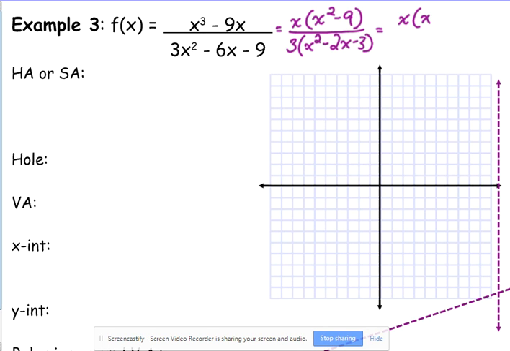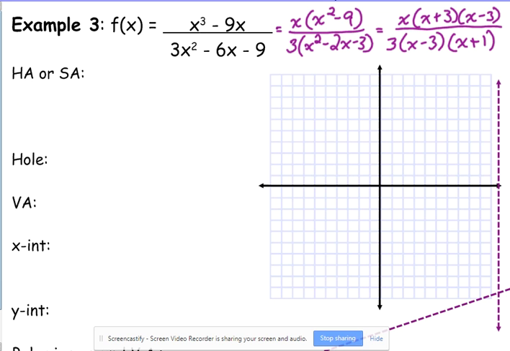Factor the difference of perfect squares in the numerator. Factor x minus 3 times x plus 1 in the denominator. Okay, so let's deal with the slant asymptote next.